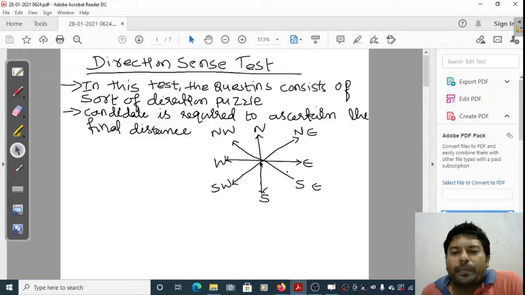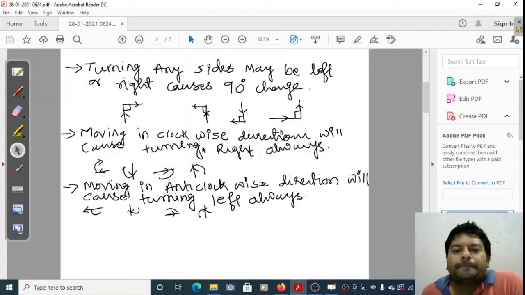So, if a person is standing here, then this direction where I am marking becomes my north, this is south, east and west, and these directions are northeast, southeast, southwest and northwest. And turning any side, maybe left or right side, causes 90 degree. A person may be facing any side, but if he turns his right or left, he causes an angle of 90 degree.